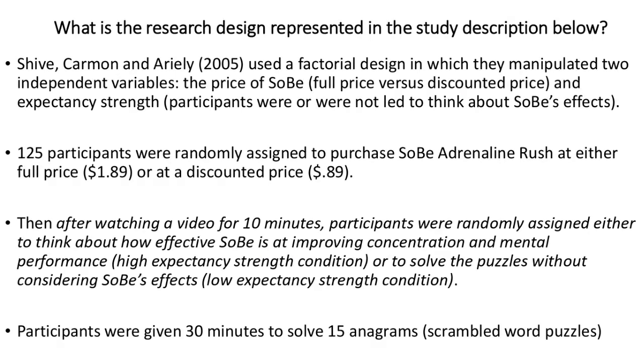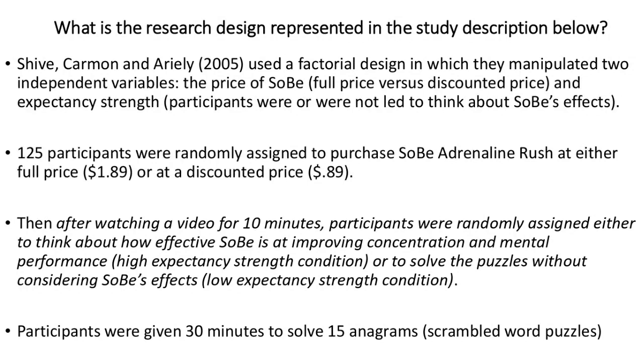There was an example in the textbook, which also has a 2 by 2 factorial design. In this one, they used a factorial design in which they manipulated 2 independent variables, the price of SOBI and expectancy strength. And there were 2 levels. The price is full price versus discounted, and for expectancy, participants were or were not led to think about SOBI's effects.